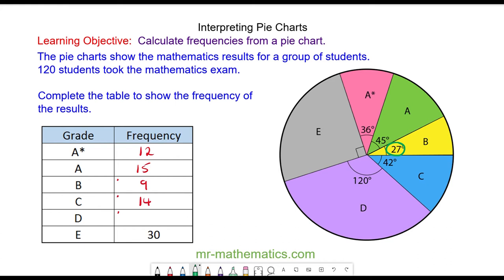And the frequency of students who achieved the grade D, 120 out of 360 of the sample. This simplifies to make 1/3, and 1/3 of 120 is 40.